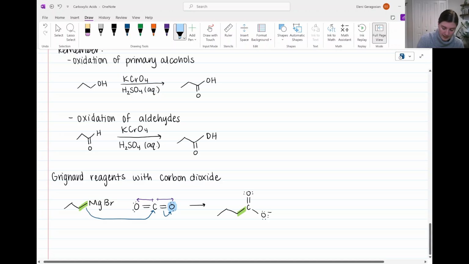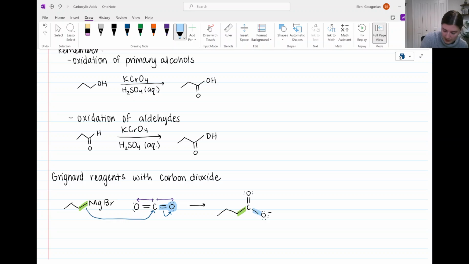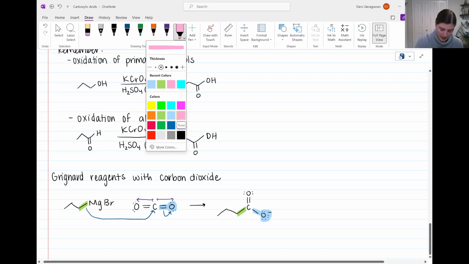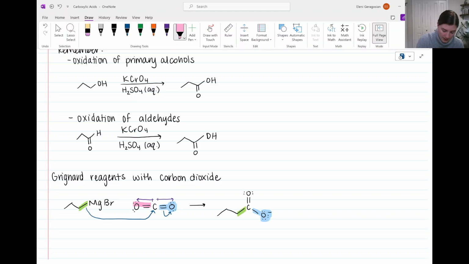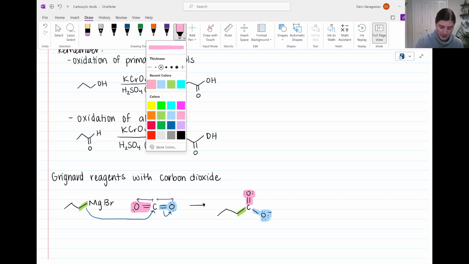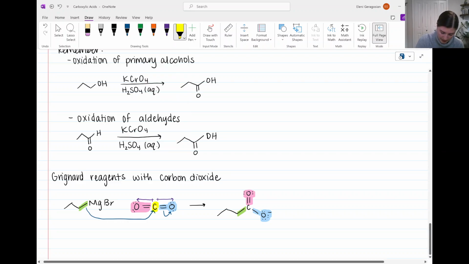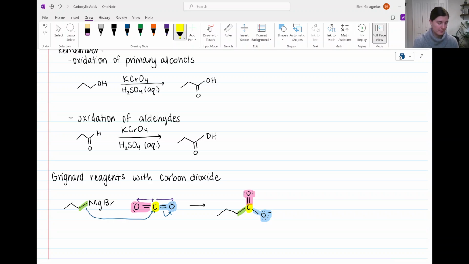The oxygen that gained electrons, that pi bond to it broke, and so now we have a single bond to an oxygen with an additional pair of electrons, so it has a negative charge. And then the other oxygen from carbon dioxide, nothing changed in its bonding, so it's still double bonded to that carbon. And then this carbon from carbon dioxide is that carbon right there, bonded to the two oxygens. Byproduct here is magnesium bromide.